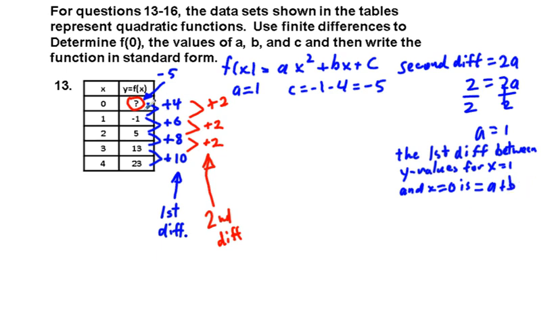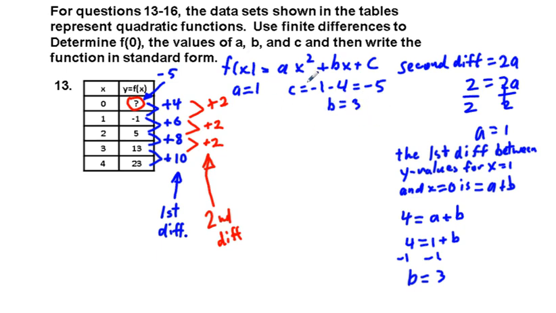So in this case, our first difference is going to be 4, which we had to determine. So we say 4 is equal to a plus b, and we already determined up here that a is 1, so we say 4 equals 1 plus b. If we subtract 1 from both sides, we get b is equal to 3. So I'm going to put up here b is equal to 3.